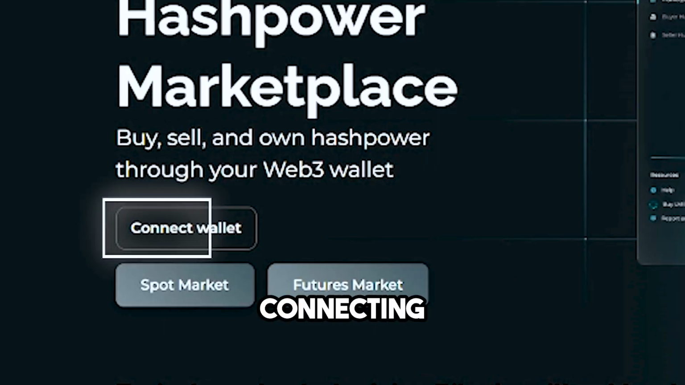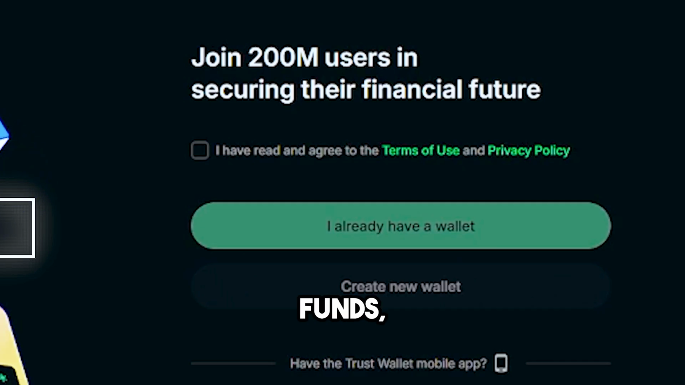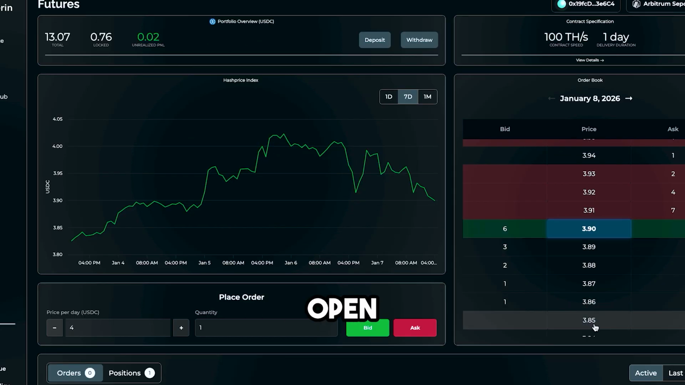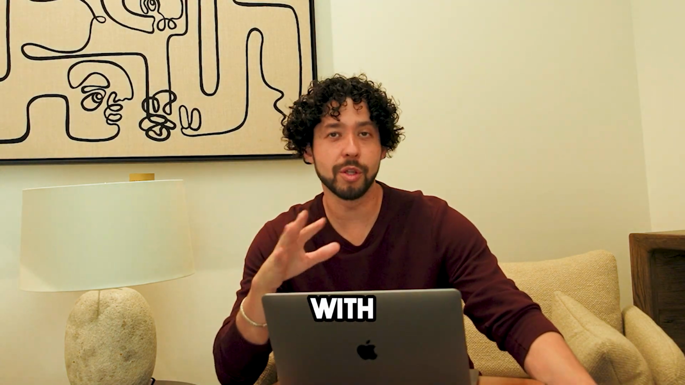The first step is connecting a wallet. The wallet functions as your user account. It is used to hold funds, sign transactions, and manage open positions. And there is no custodian controlling access. That means not me, not any of our dev team, no one can interfere with your transactions.